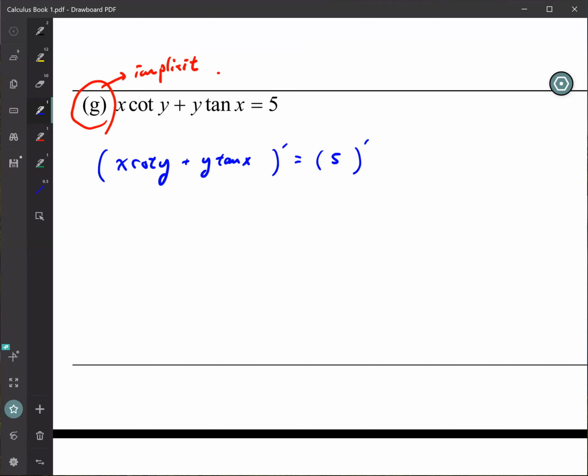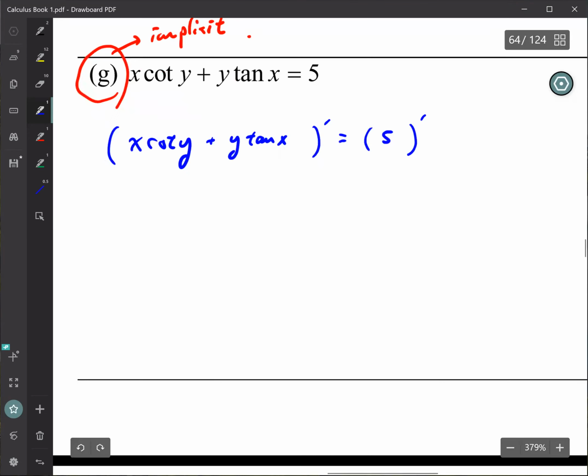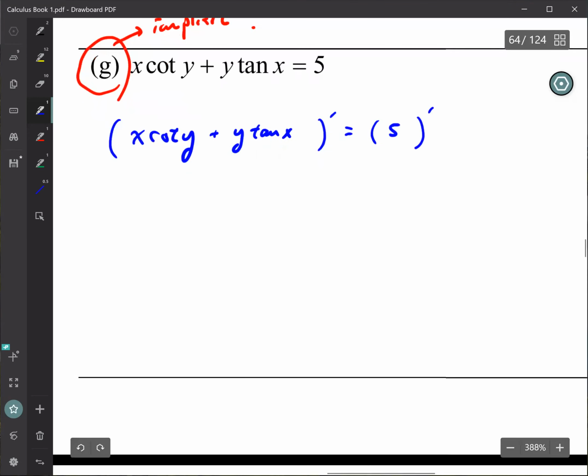Let's check the first line, okay? Probably some of you are not sure what the first line looks like, and then you're afraid to take the next step. So when we prime the left side, you see an adding, right? So you need to prime the first and then prime the second term, right? But then the first one has a product. So that's where the product rule comes in, right?